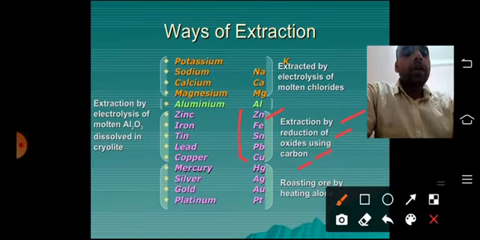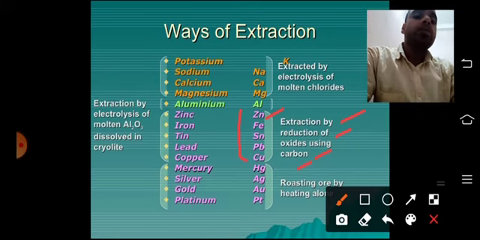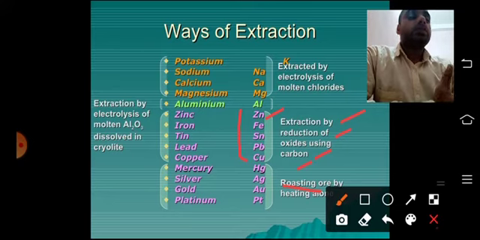Okay, now if you are seeing some ore which contains sulfide, in that one what you have to do is roasting. For the sulfide ore you actually apply the roasting, and that will convert it into the oxide ore, and from the oxide ore you can use some carbon, some reducing agent, and it will convert into its crude metal.